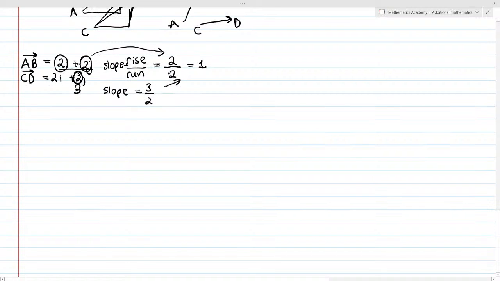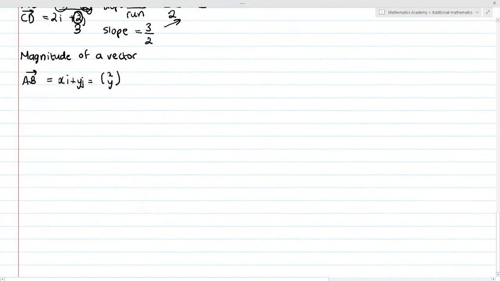Let's consider how we find the magnitude of a vector. So, in order to figure this out, let's just think about a general vector, right? Suppose the vector AB from a point A to a point B is xi plus yj. And again, just to remind you of the notation, this can also be written as this. So let's think about the magnitude of AB.